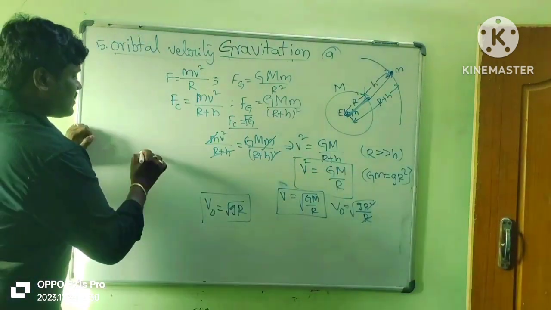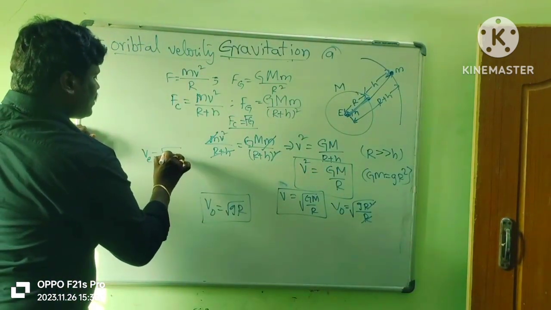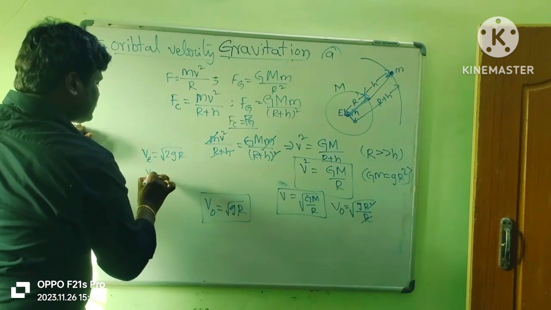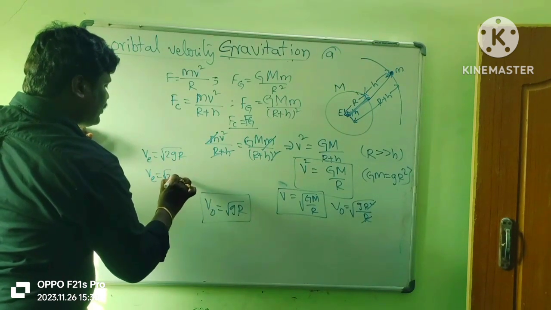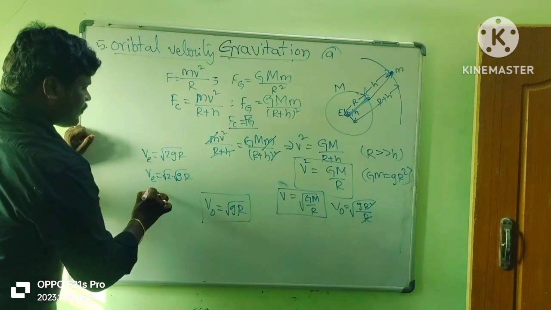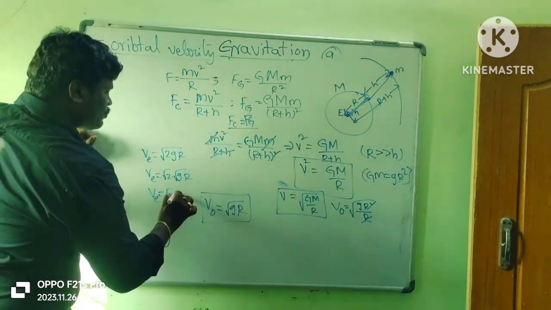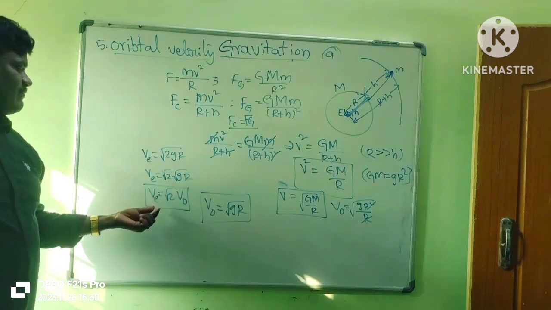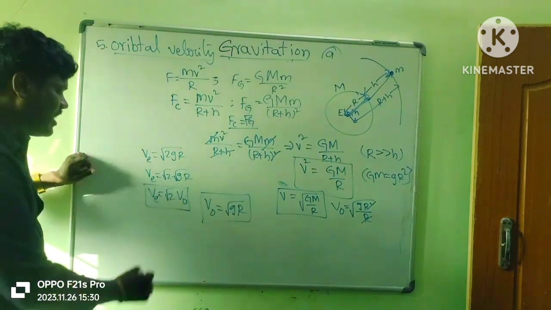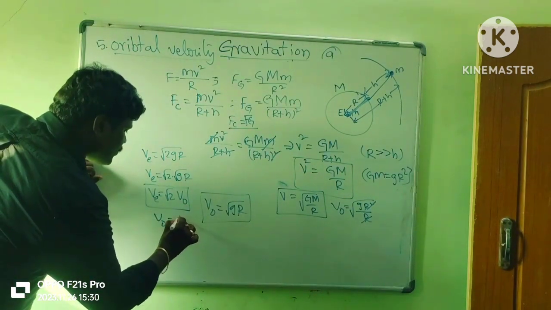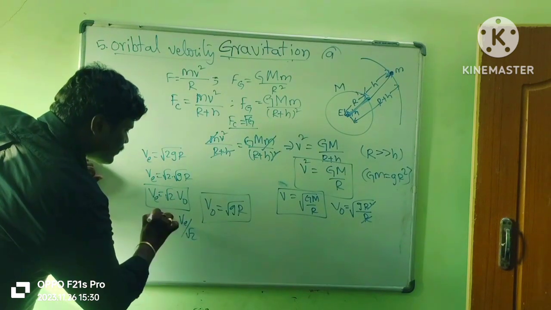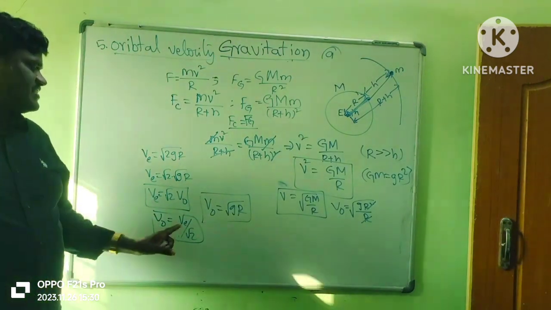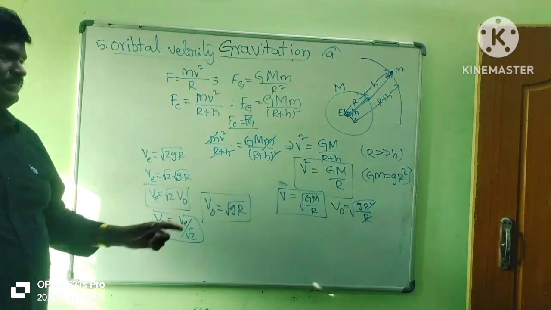And we know that the escape velocity v is equal to root 2 gr. Now this escape velocity you can also write as root 2 into root gr. Therefore the escape velocity is equal to root 2 times v naught. This is the relationship between the escape velocity and orbital velocity. And you can also write v naught is equal to v by root 2. This is the orbital velocity in terms of escape velocity.